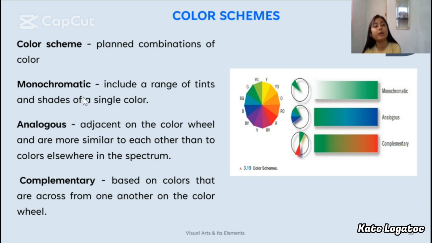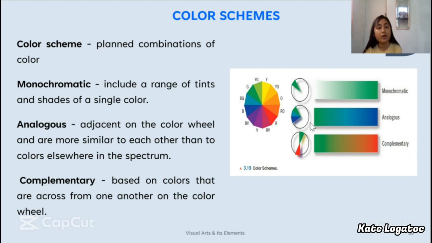So, ano ba yung pinagkaiba ng monochromatic, analogous, at complementary? Monochromatic, ito lang yung shades of a single color. For example, tingnan nyo din sa picture on the right. Ang monochromatic, gumagamit lang siya ng isang kulay. Katulad ito, tingnan nyo, green lang yung ginamit niya. So, light green, papunta sa dark green. Isang kulay lang yan under ng green.